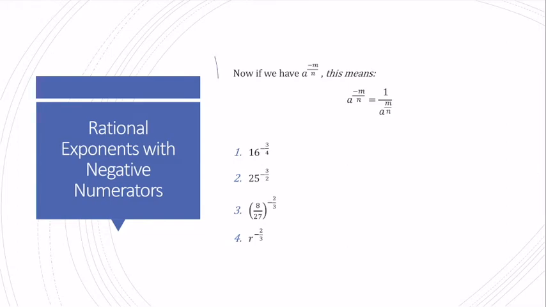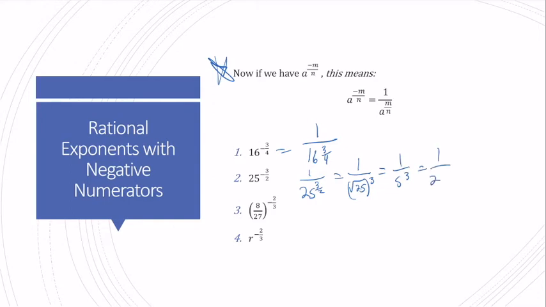Now, one thing I forgot to mention is rational exponents with negative numerators. If I have a rational exponent with a negative numerator, that's still a fraction, right? So this would be 1 over 16 to the 1/3, the cube root of 4, right? This would be 1 over 25 to the 3/2, and then it's up to me to simplify it, right? I've got 1 over the square root of 25 cubed. That's 1 over 5 cubed, which is 1/125, right?